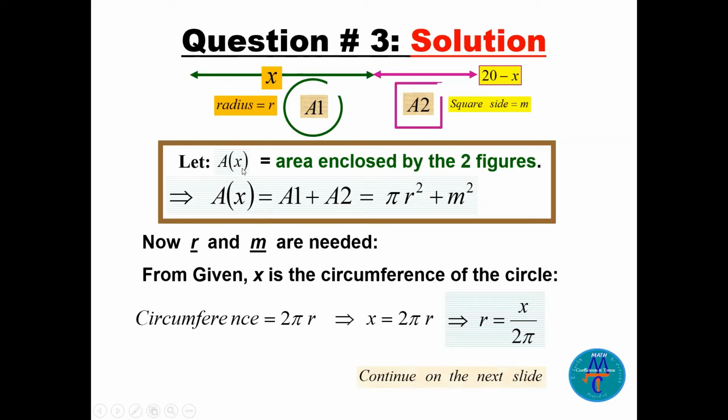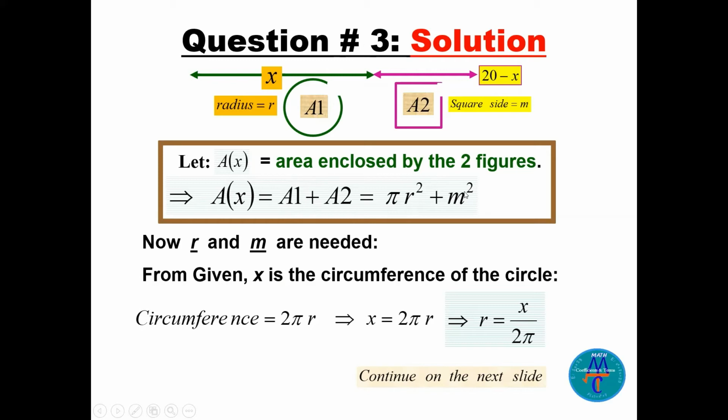Let A of X, capital A, be the area enclosed by the two figures. So A1 plus A2. We know the area 1 is pi r squared. We will use it later on the next slide. Here, it is written also, pi r squared. So this is area 1.